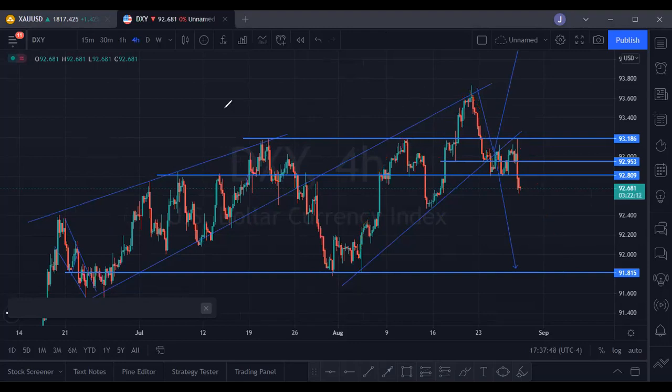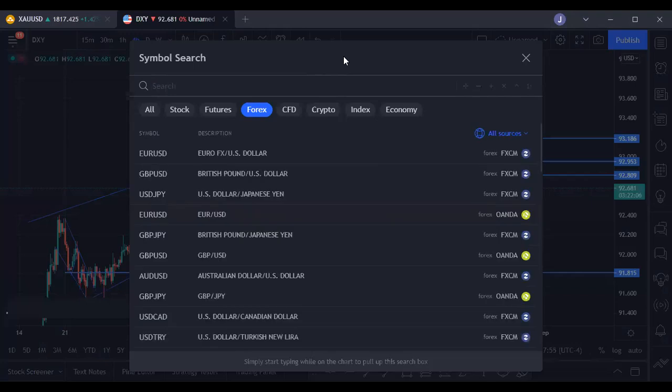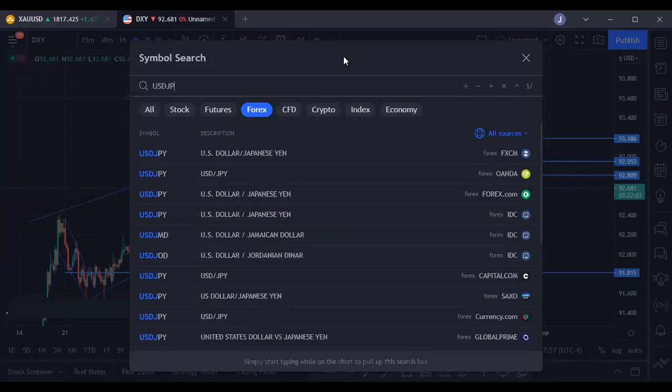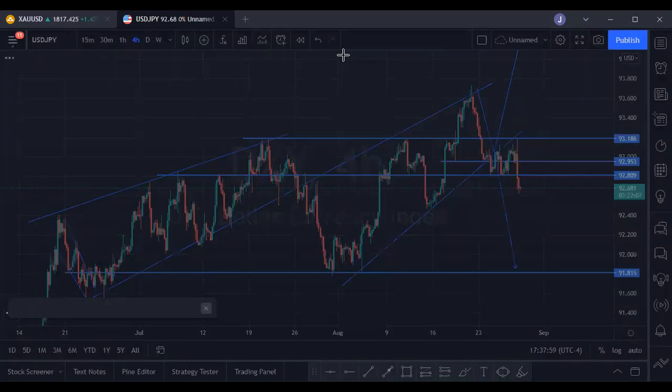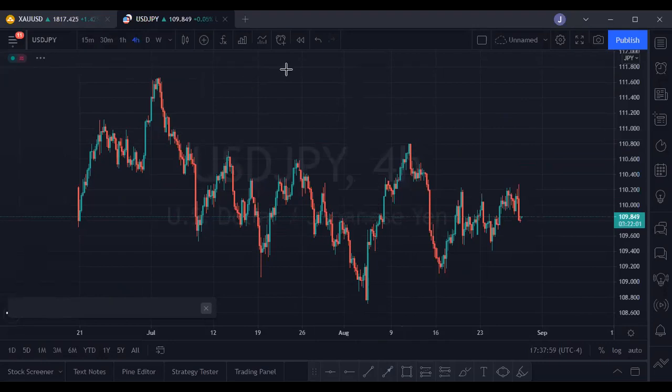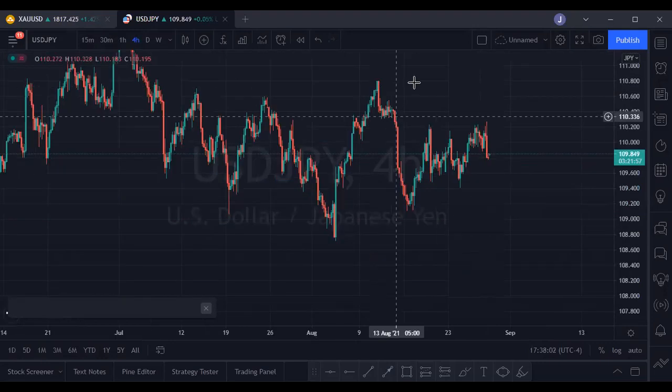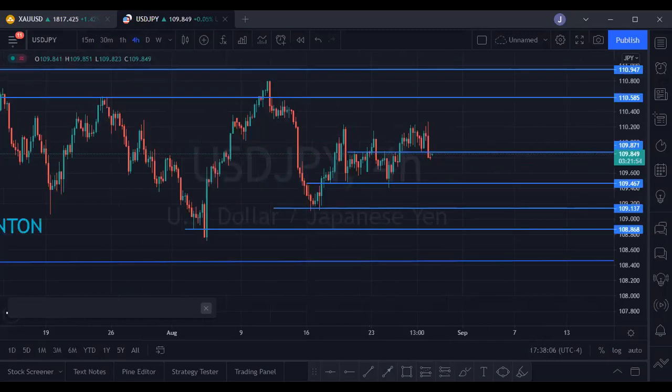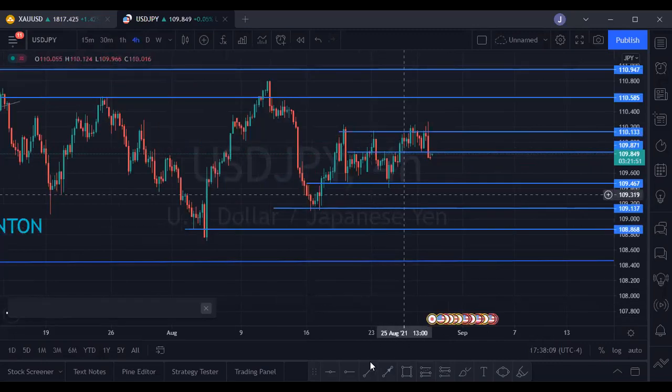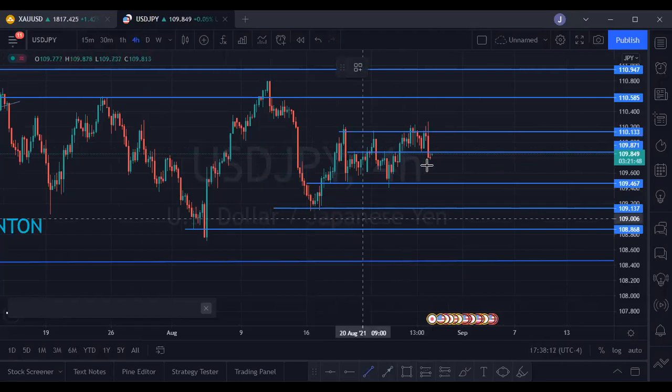Another currency pair I'm looking at is USD JPY. On USD JPY, I have a chart pattern that is being formed here.